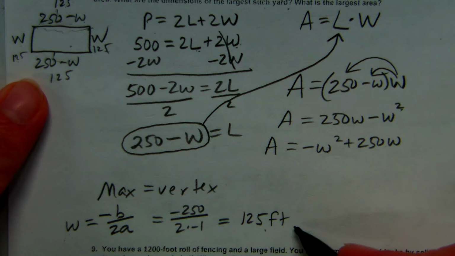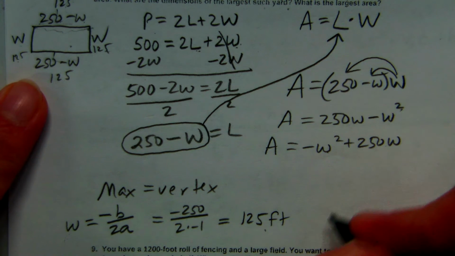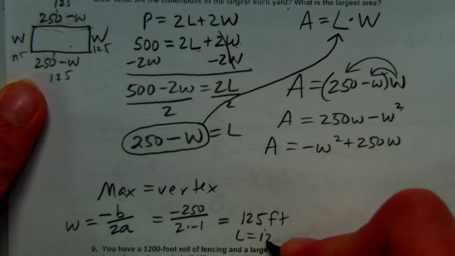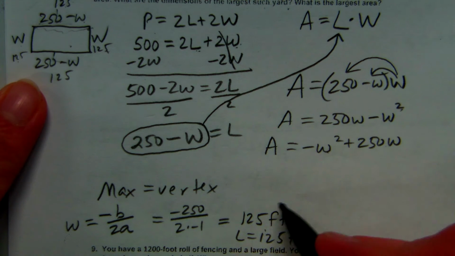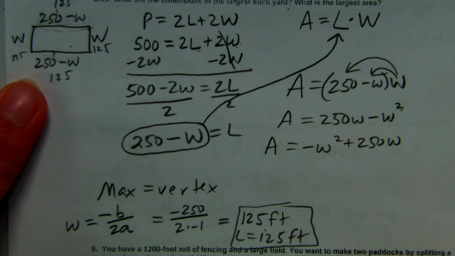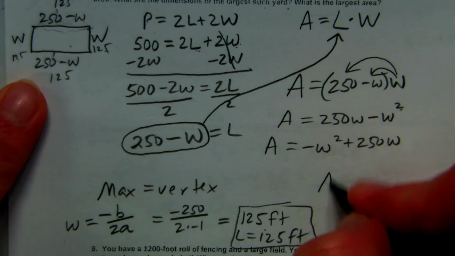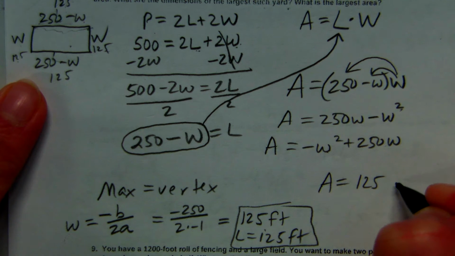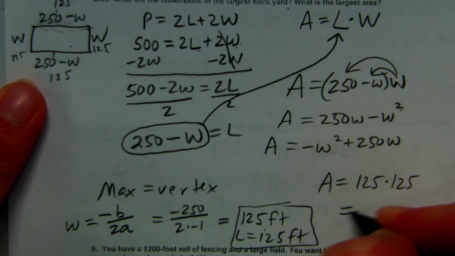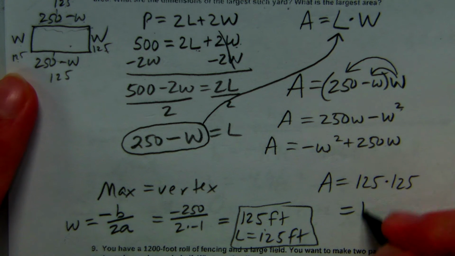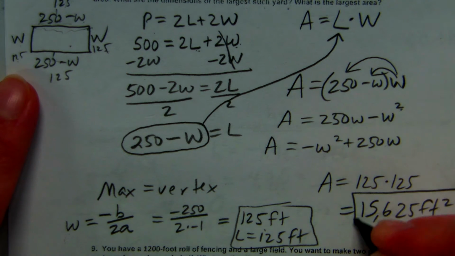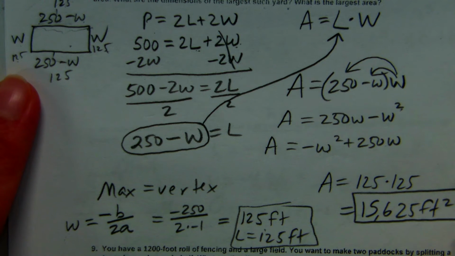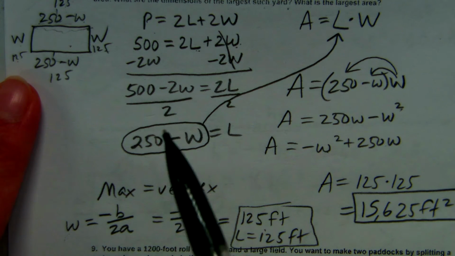And so my width is 125 feet. My length is also going to be 125 feet. So my dimensions are 125 by 125, however you want to write that. And then it also asks, what is the largest area? So length times width, be 125 times 125, or 125 squared. And I have that worked out somewhere. That is 15,625 square feet. So that's the most area I can get out of a yard with that kind of fencing.